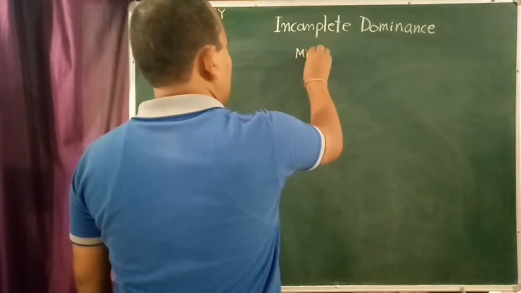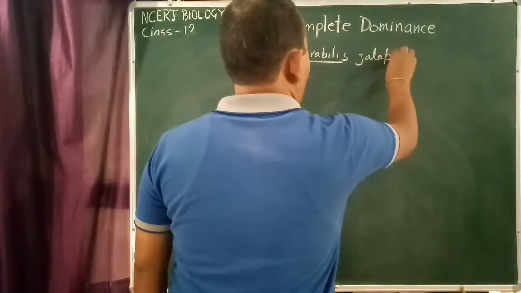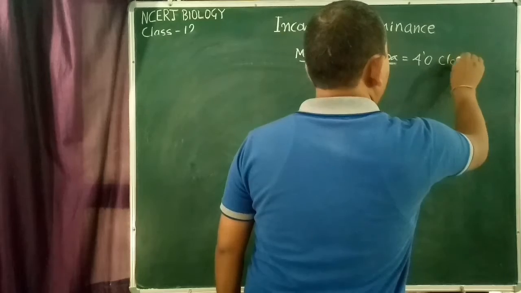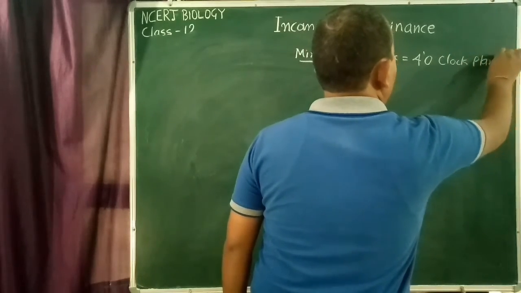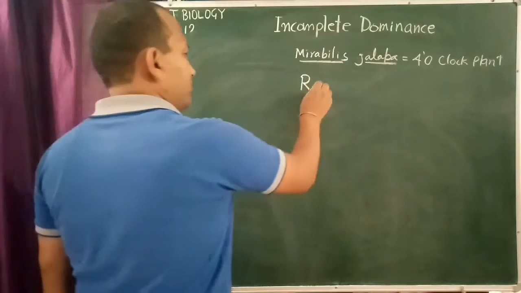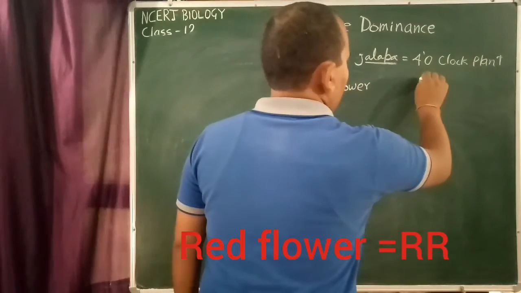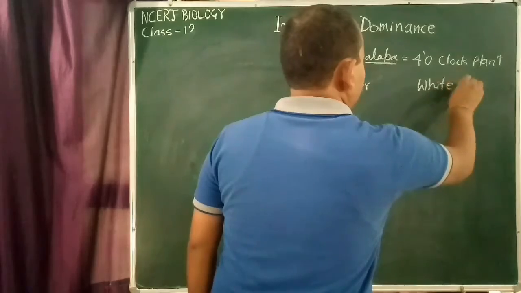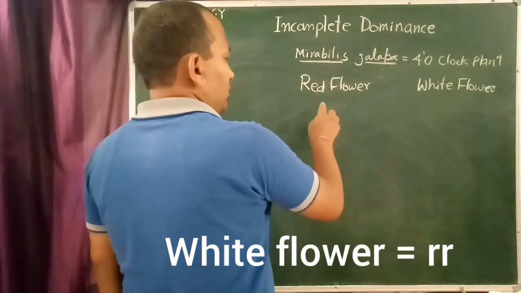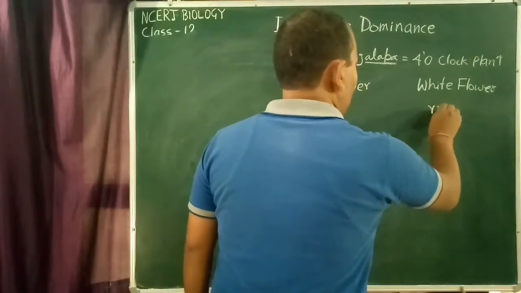Mirabilis jalapa, also known as 4 o'clock plant. One variety has a red flower, another has a white flower. The genotype of red flower is capital R, and the genotype of white flower is small r.